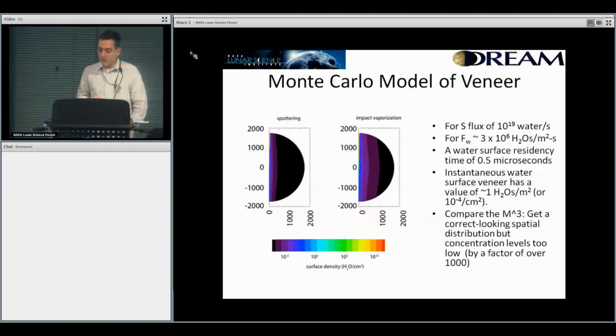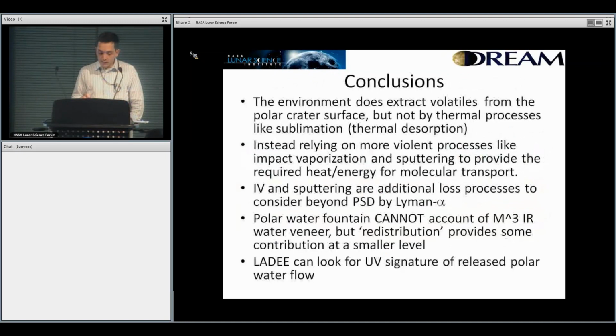we get much lower. We had like 10 to the 17th to 10 to the 18th water molecules per second coming off for the superficial water model. But now if we have the water buried and we have impacts coming in and churning up the surface and releasing the water, we get a much lower number of water molecules per second coming out of the poles. So there it is. Okay.